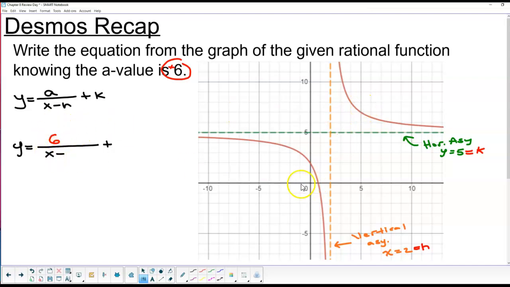I know my shift to the right is 2. Now notice when I just plug that in, it's opposite of what it reads. So x minus 2 is what the equation would read, but we would shift to the right 2 units. So that is an accurate sign. And then the k value is shifting everything up 5 units. And there's the equation for this rational function.